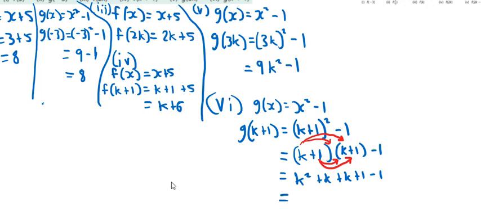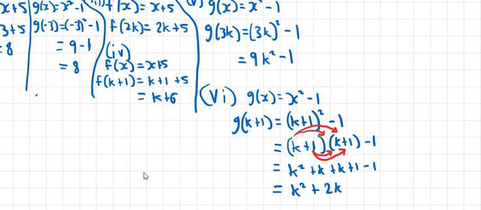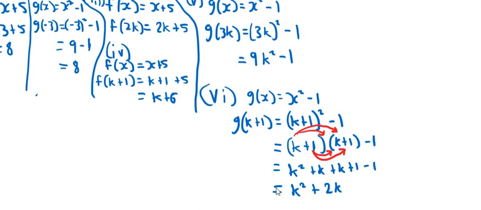And it'd be k squared plus 2k, because k plus k is 2k. And then plus 1 minus 1 is just 0, so plus 0. So the final answer to that one would be k squared plus 2k. So g of k plus 1 would be k squared plus 2k.